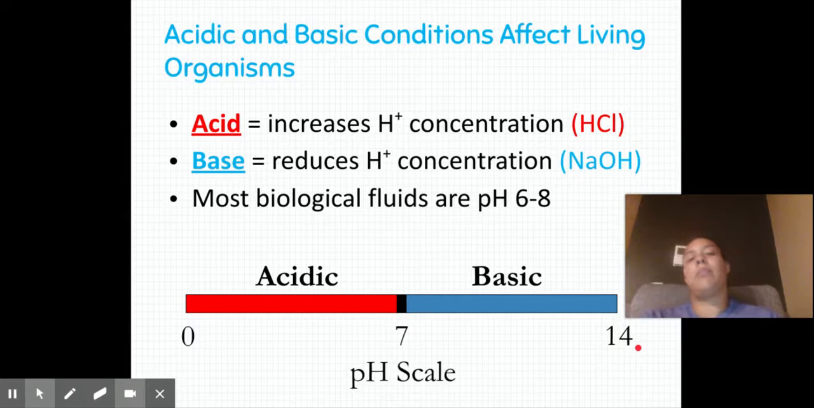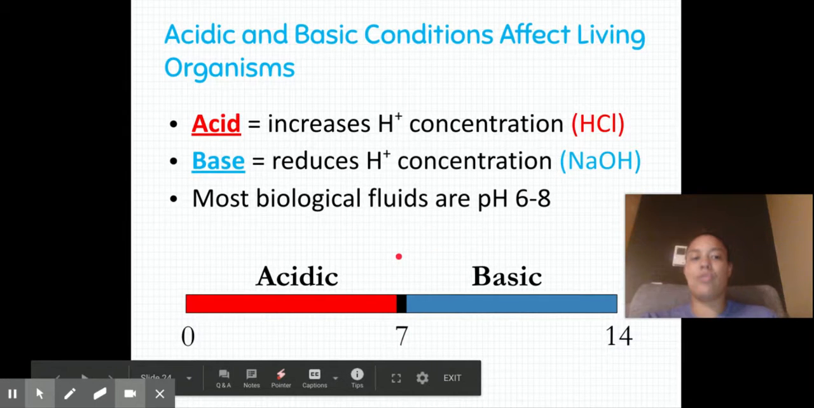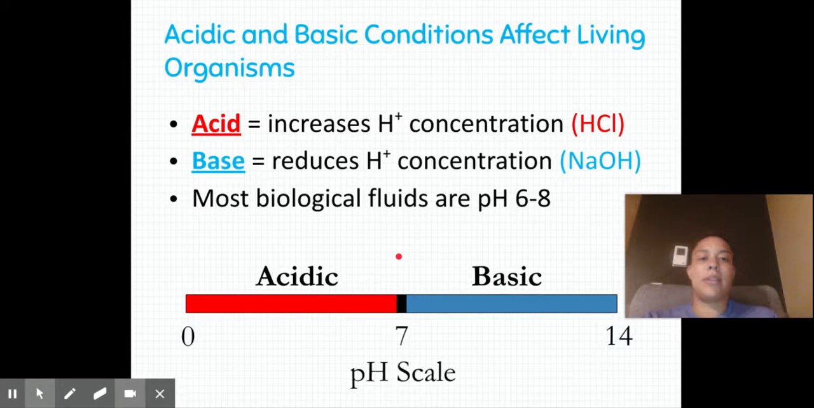Now, most biological components and fluids are going to be within this range of 6 to 8, just to kind of keep things relatively neutral and under control. Once we hit those acids and bases, it can be a little tricky for our cells to be able to survive that way. So that's just one key component there. I want to make sure I don't forget anything that I wanted to reference in there.